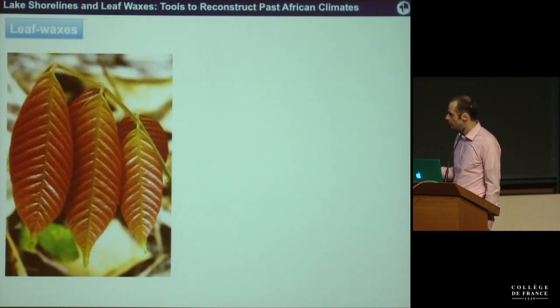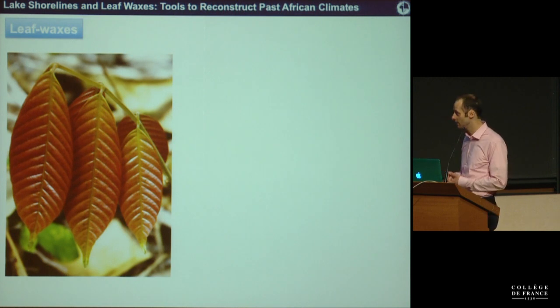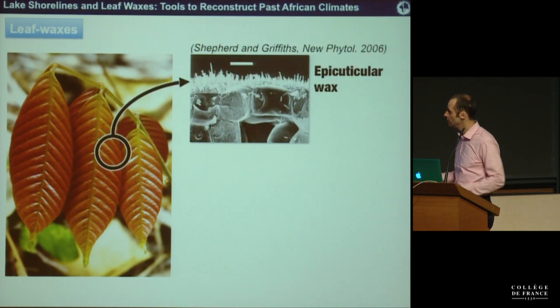So now I come to the leaf waxes. Here you have a nice leaf, and sometimes you may have seen at the surface of a leaf, you may have guessed that there is a transparent coating, and this coating is made of waxes. Here you have a transversal section across a leaf. So you have the cell of the leaf, and you can see a white layer here. And this white layer, in fact, is made of crystals of epicuticular waxes.